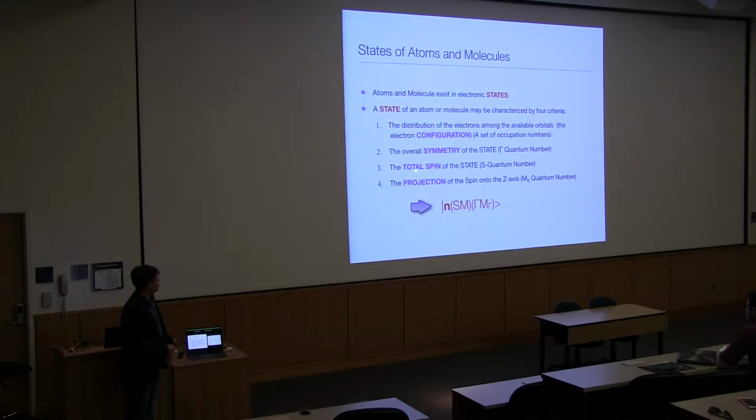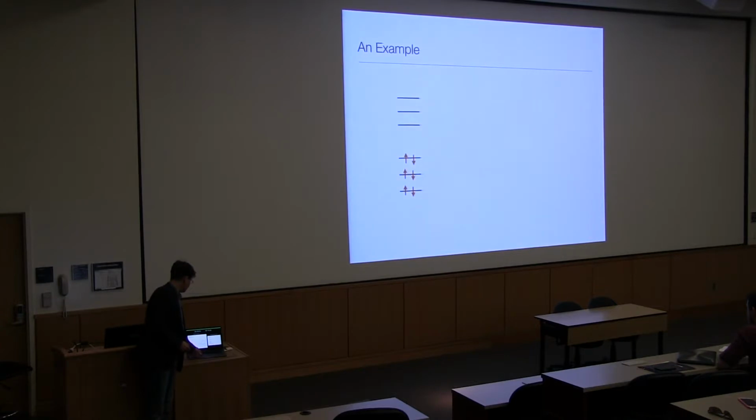And together with the total spin, there is a projection quantum number, the Z component of the total spin, and that you need in order to define a state. So basically, this is what defines a state: the set of occupation numbers, the total spin, its projection on the Z-axis, and the spatial symmetry of that state. I want to give you an example because these things aren't very clear most of the time.